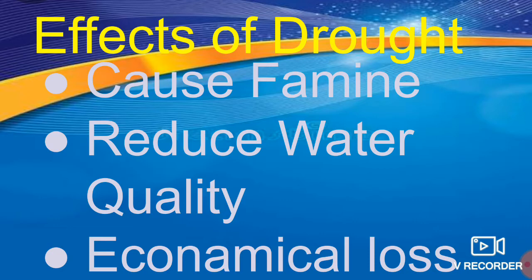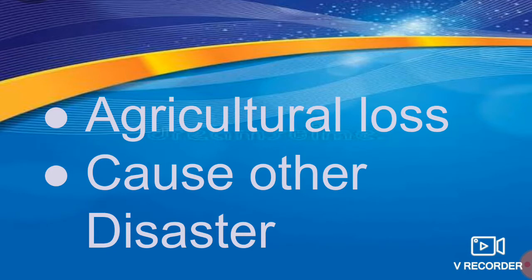So the farmers move to the city to find other jobs. It will affect both terrestrial and aquatic wildlife. Also, the drought will cause other natural disasters like wildfires and landslides. These are some of the effects of drought.